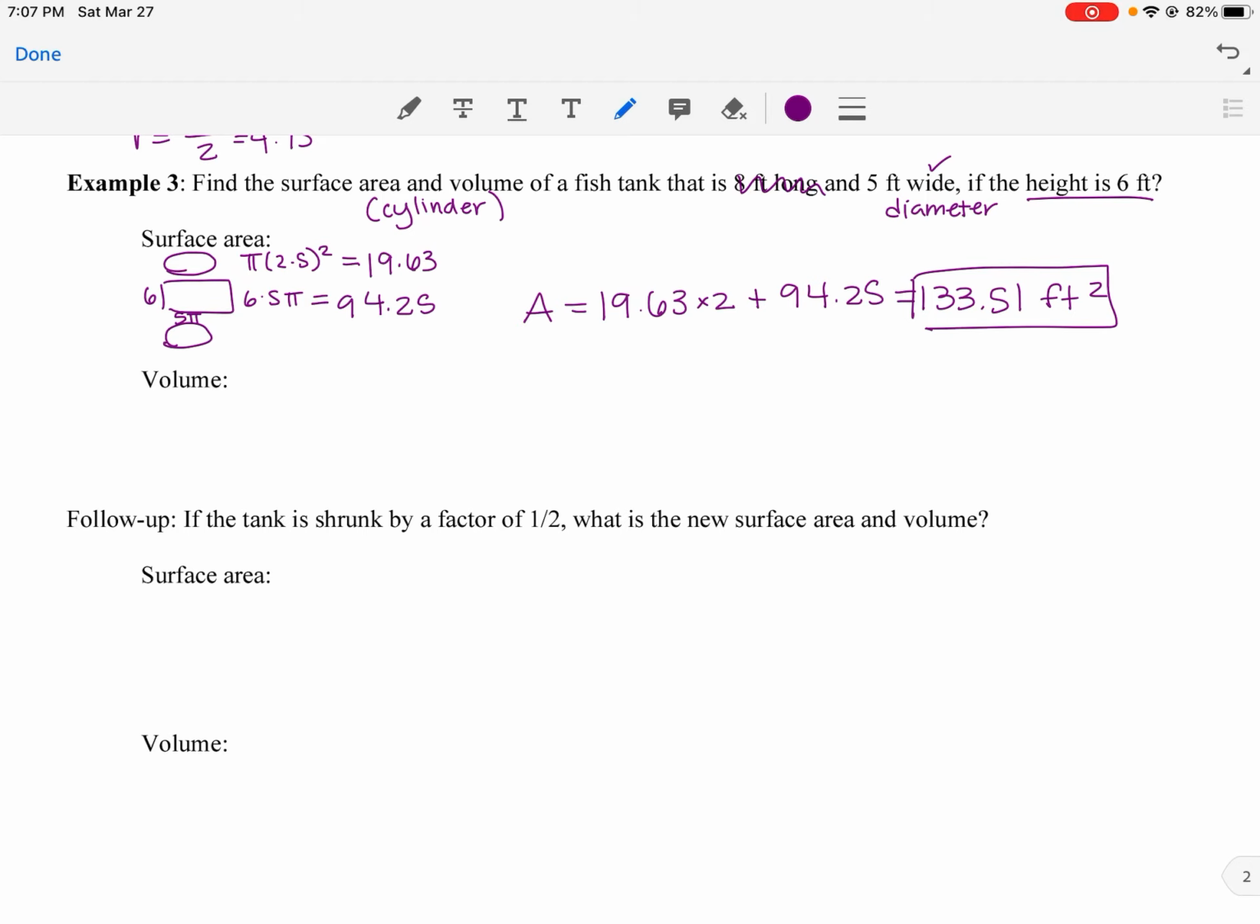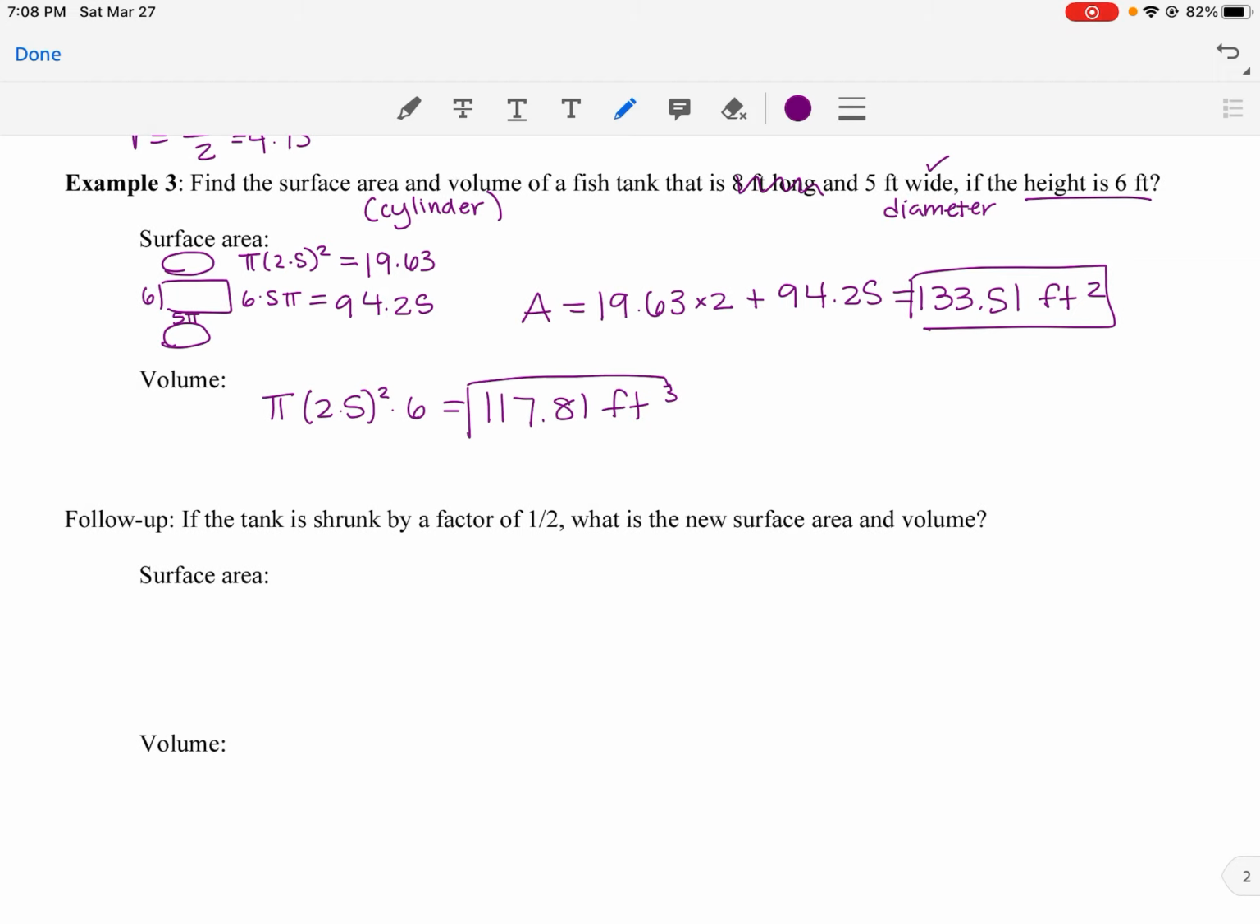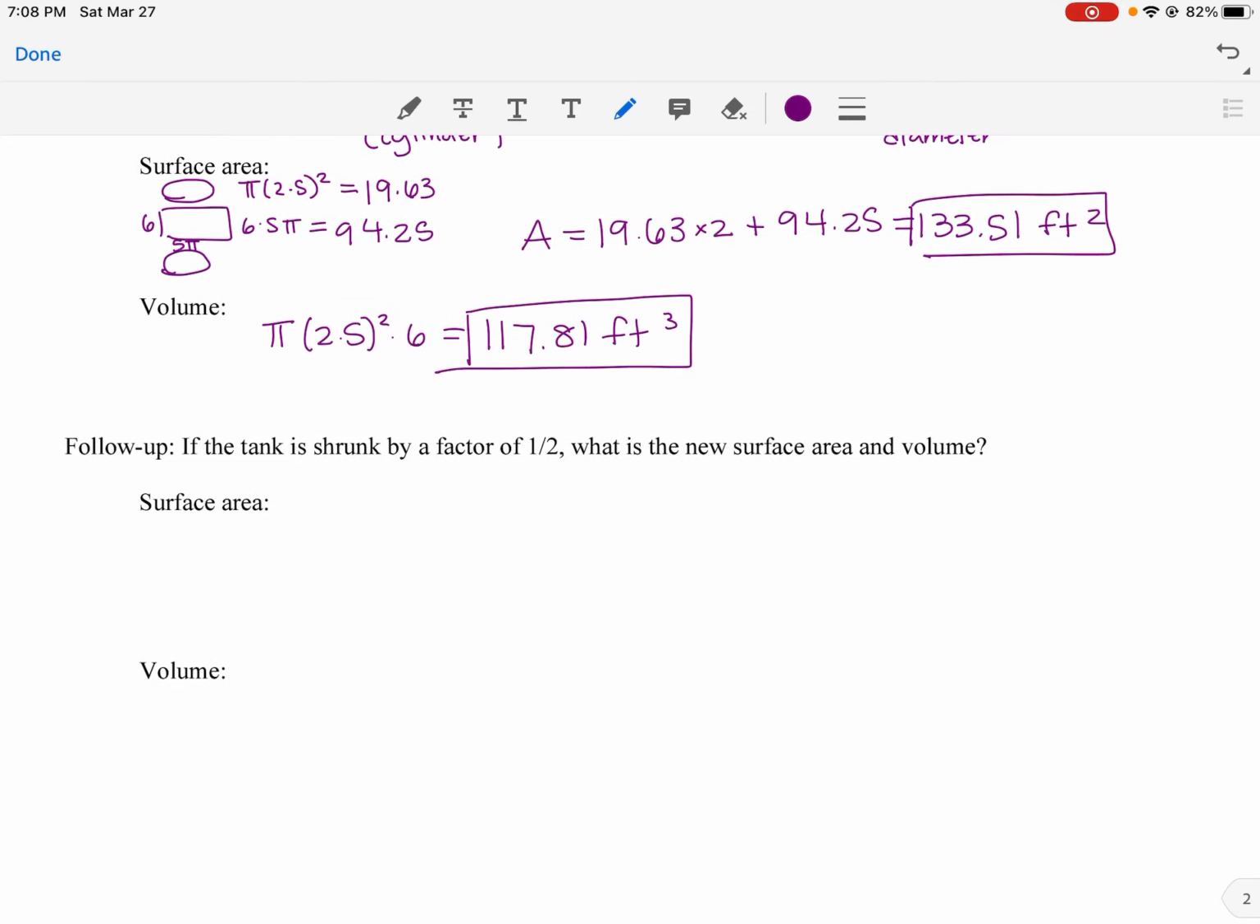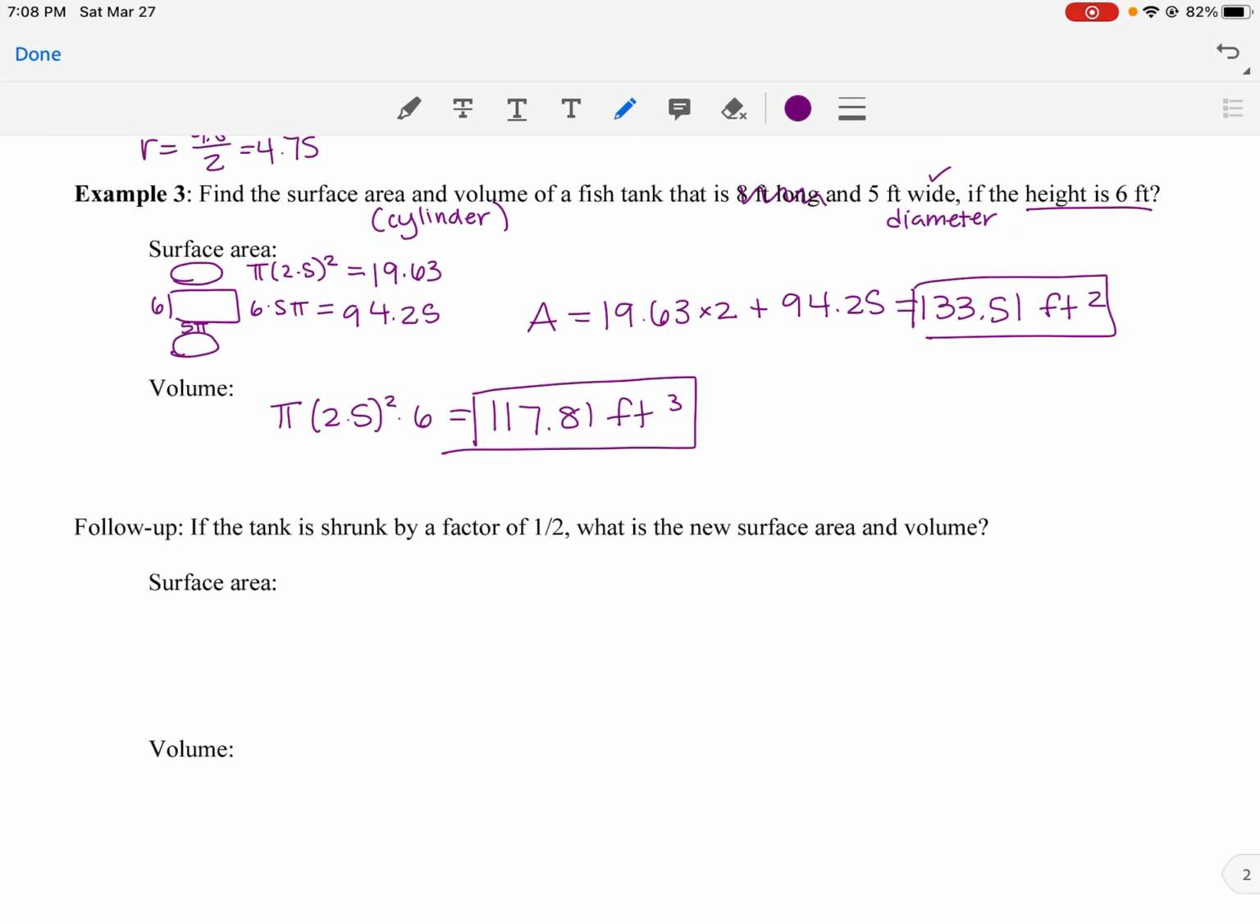Okay, to find the volume now, we're going to do pi r squared, which is 2.5 squared, times the 6 for the height. I think it's actually interesting. I think the volume's easier than the surface area here. So we get 117.81 feet cubed. Okay, let's look at this next question. The next question says, if the tank shrunk by a factor of a half, what's the new surface area and volume?